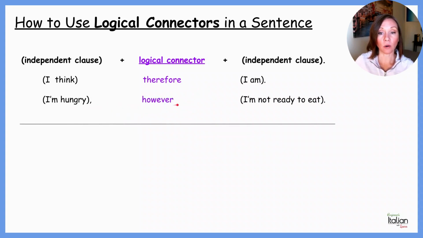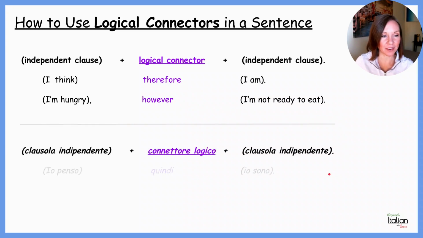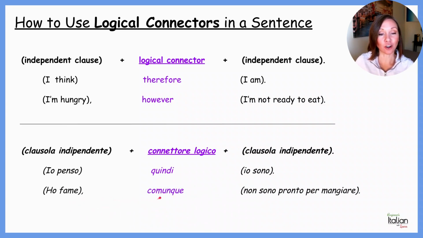I'm hungry. However, I'm not ready to eat. Okay, so in Italian, we have io penso, quindi io sono. Okay, I think, therefore I am. Where have we heard that before? Ho fame, comunque non sono pronto per mangiare. Okay, I'm hungry, however, I'm not ready to eat.